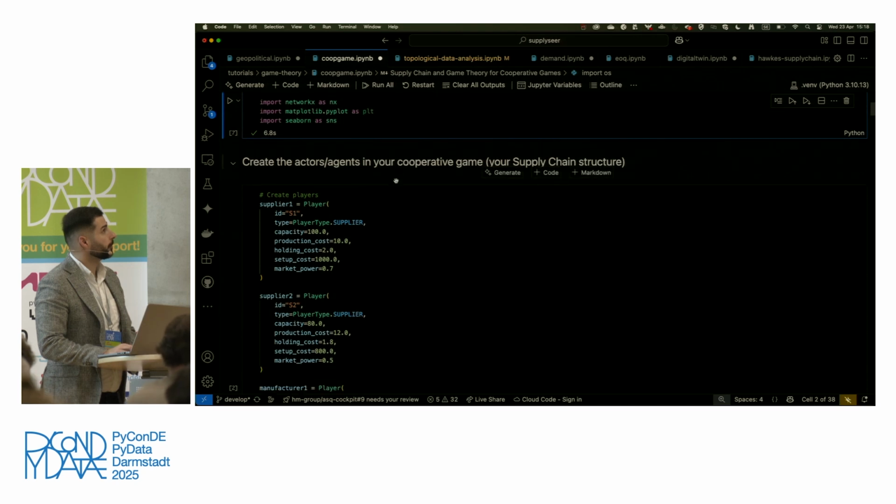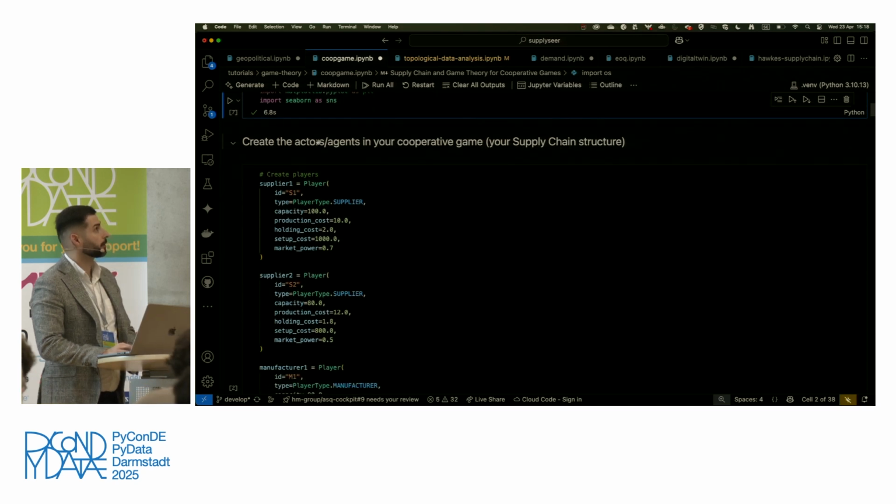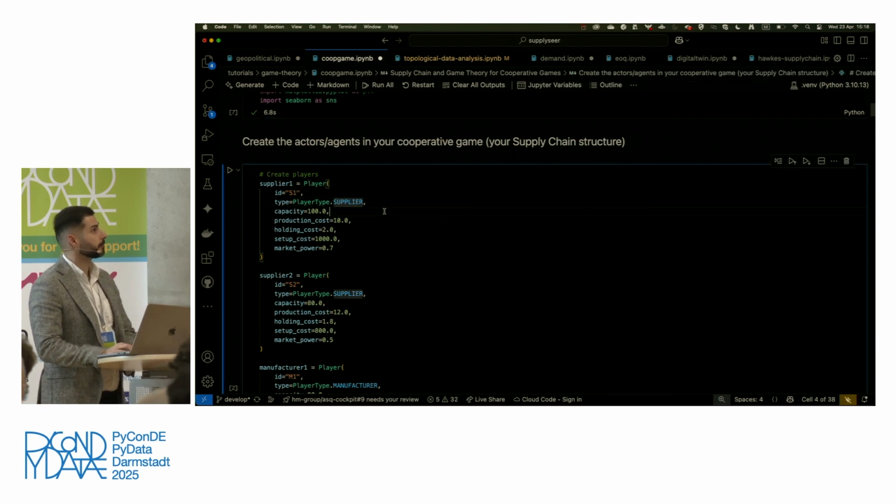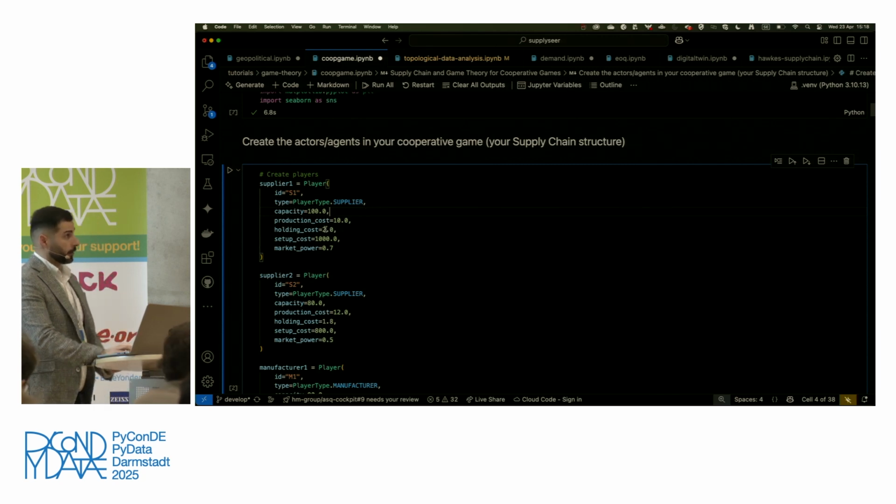Okay, imported. We're going to create the actors in our game, in our supply chain structure. The first one will be a supplier. We're going to say the capacity of the supplier is 100. The production cost is 10. The cost of holding goods, 2. The setup cost is 1,000. And they have a market power of 0.7. So 70% of the market share is theirs.